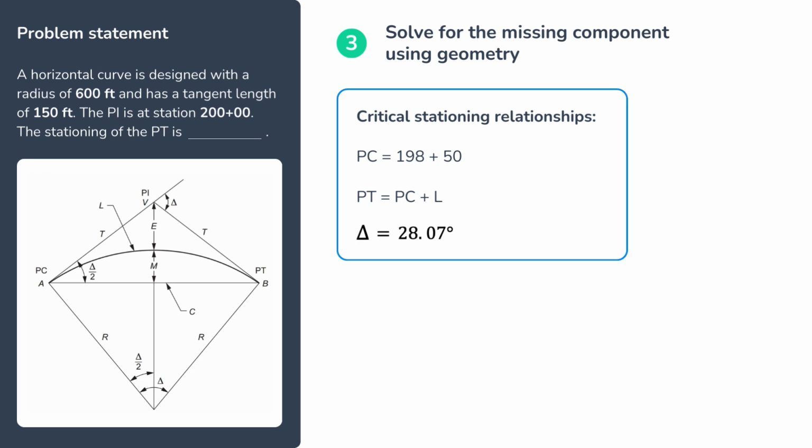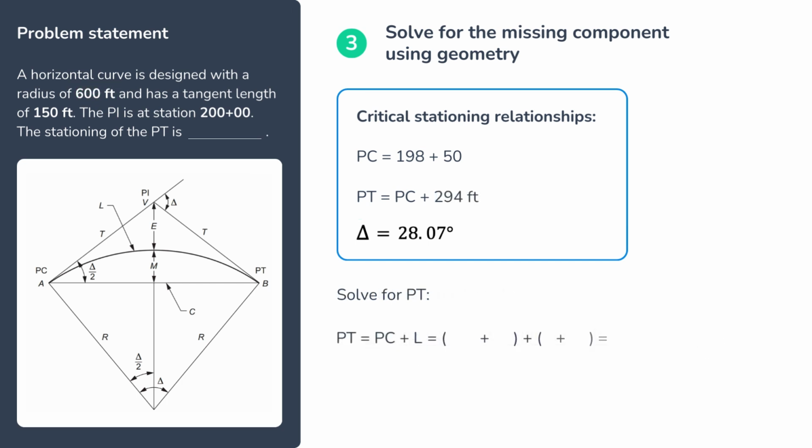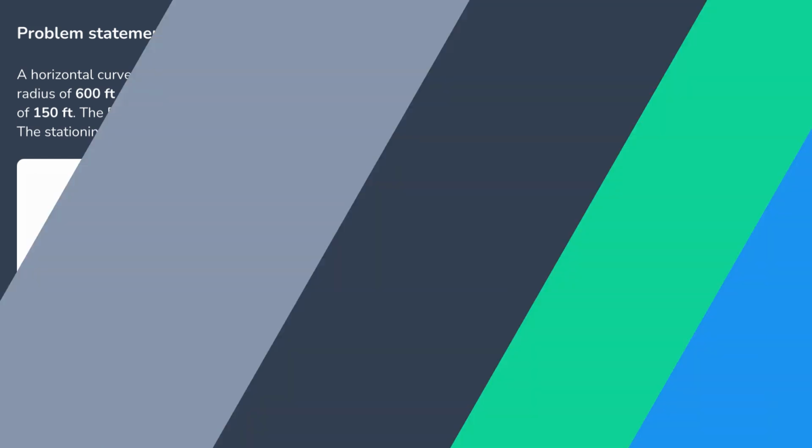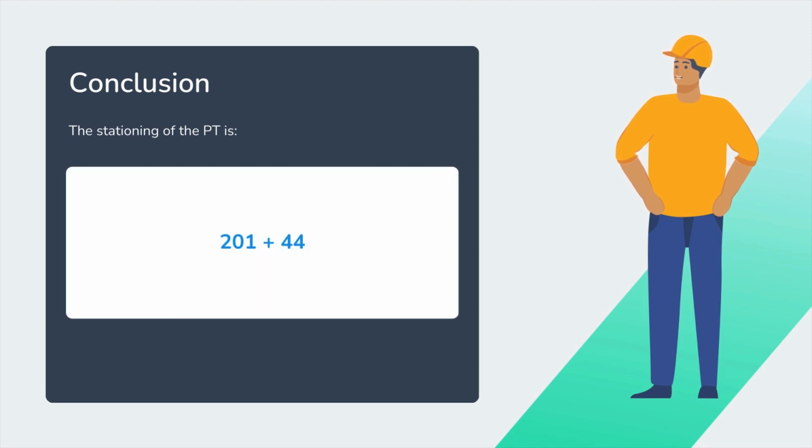Now we have enough information to calculate the arc length. Plugging in the radius and intersection angle into our equation, we calculate L to be 294 feet. To solve for the point of tangent, all we need to do is add the length of curve, which is 294 feet, to the point of curve, which is 198 plus 50. This gives us a PT of 201 plus 44. The stationing of the PT is 201 plus 44.